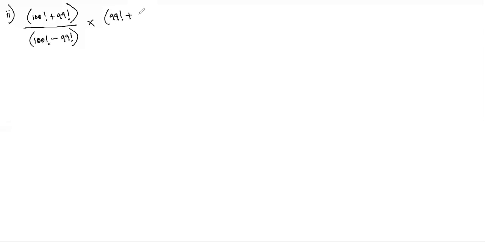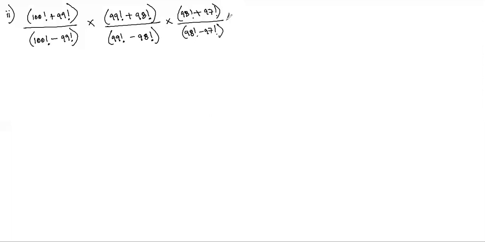The second one is 99 factorial plus 98 factorial, 99 factorial minus 98 factorial, and so on. I'm just writing one more term and then I won't write it anymore because I don't have so much patience to write every time. Neither do we have the time. 98 factorial minus 97 factorial, dot dot dot. And the last term will be, I'm sorry, it's the other way around, 2 factorial plus 1 factorial, and in the denominator we'll have 2 factorial minus 1 factorial.